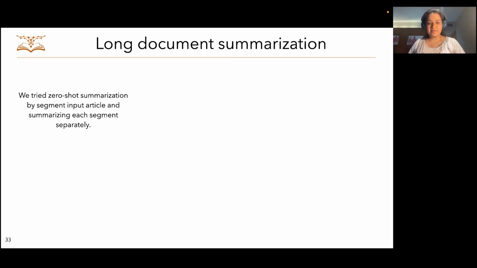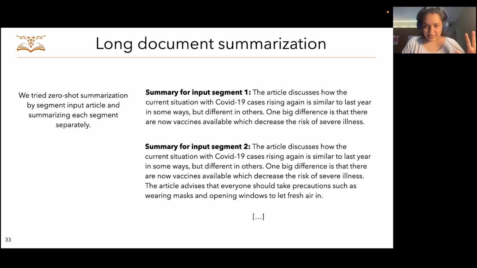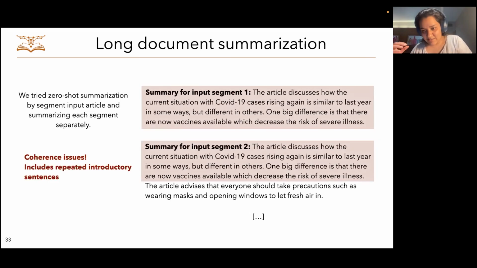So we tried zero-shot summarization by segmenting a long input article and summarizing each part separately. And this is the kind of summaries that we got. I've removed the summaries from the latter segments, but if you compare the summaries of these two, you would see that because GPT-3 could infer a lot of context, it generated the same things and had a lot of repetition. This basically shows that there are a lot of coherence issues in doing this simplest thing with zero-shot GPT-3 models. To make this work for long document summarization, we would need to do something more.